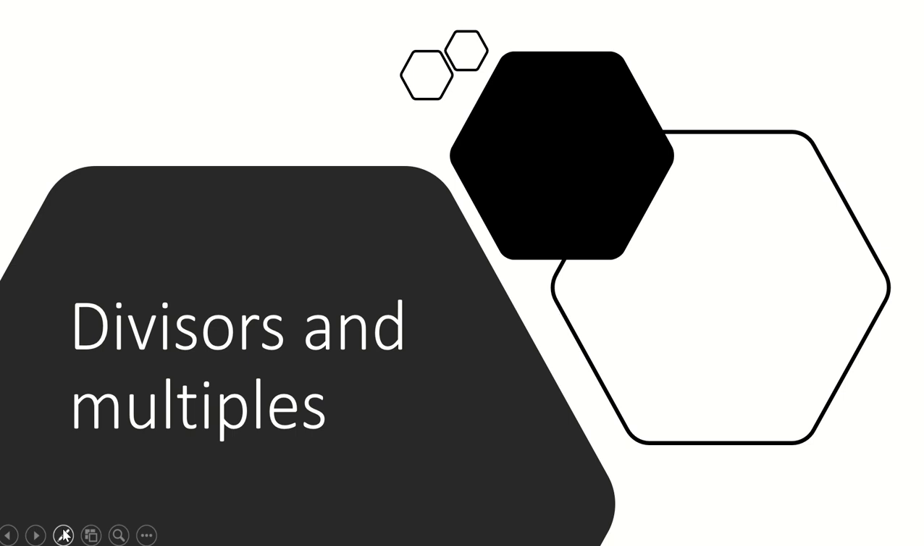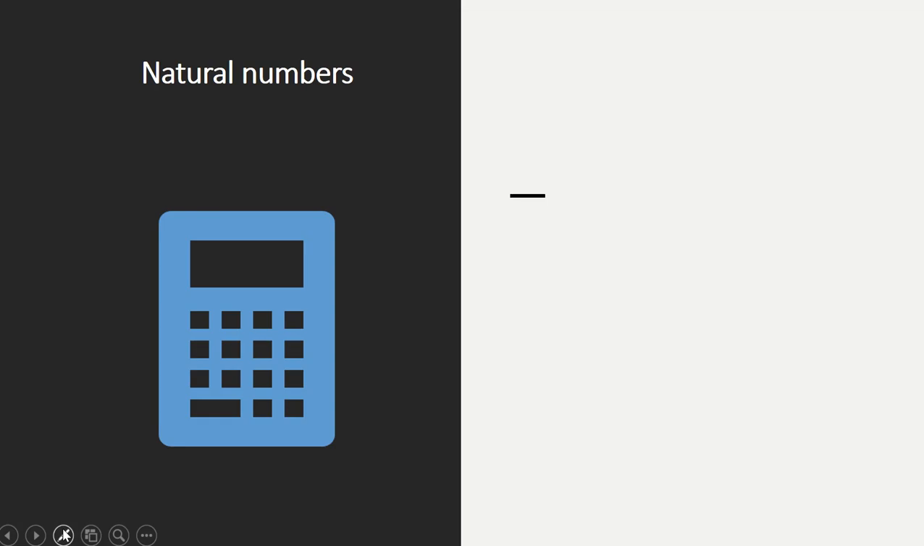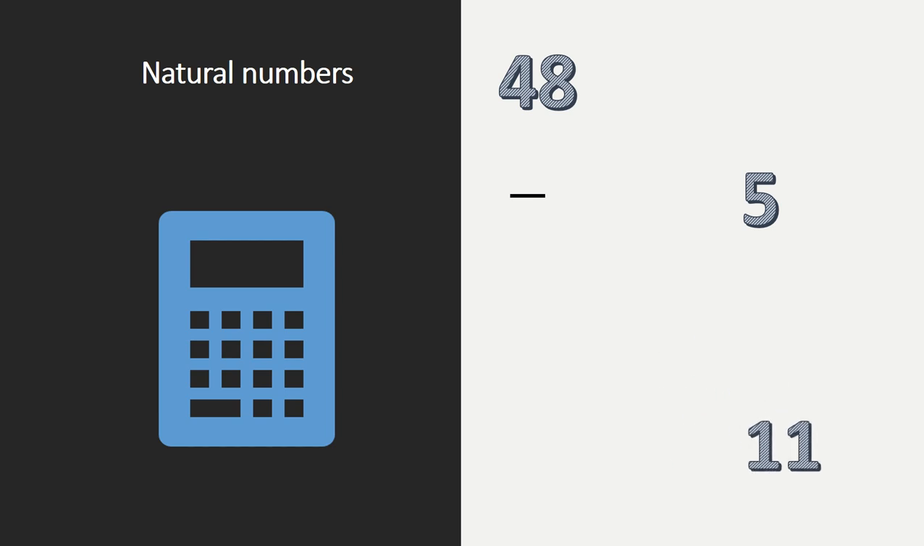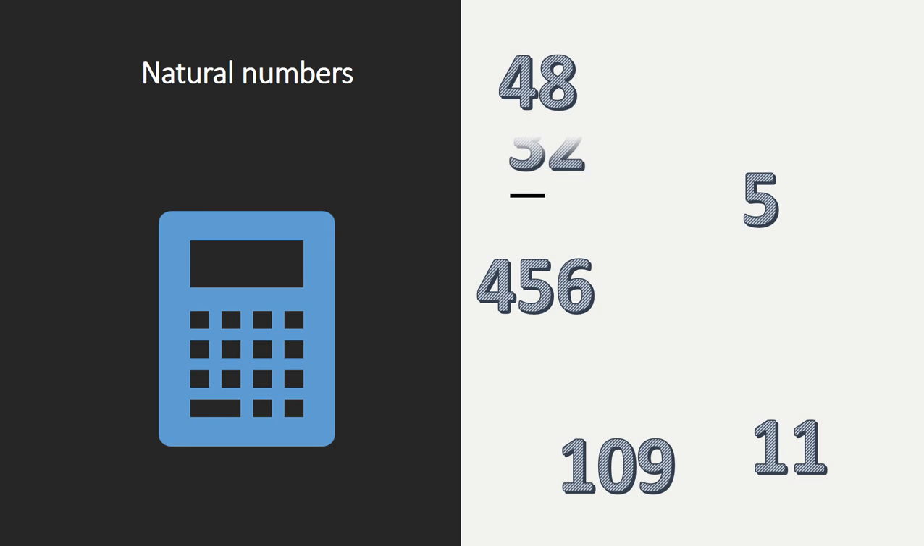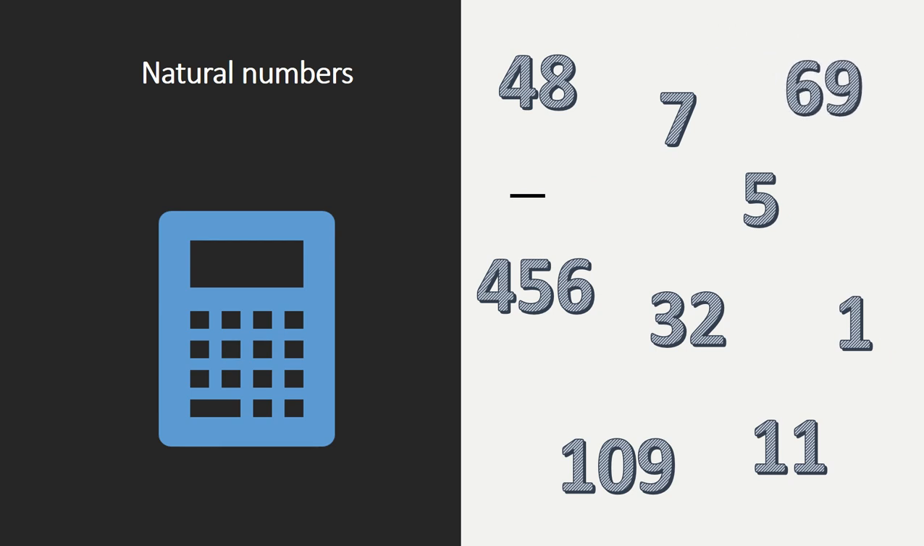Before I'm going to tell you what divisors and multiples are, I'm going to tell you what natural numbers are. An example of a natural number is 48. And 5, 11, 109, 456, 32, 1, 7, and 69. There are many more. Natural numbers are all positive whole numbers. So not negative numbers and not numbers with decimal places.